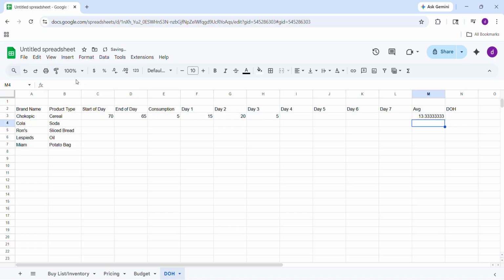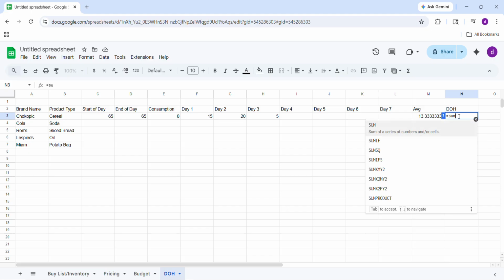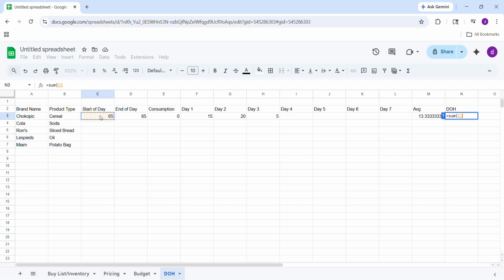Okay. All right, so 13.33 units. Now, we know we have 65 units at the start of the day. So we're going to take our start of day, divided by our average, 4.875. So this is how many days on hand of items you have. So you know your stock is going to last for 4 whole days where you don't have to buy cereal. Okay, so hope you guys understand that.